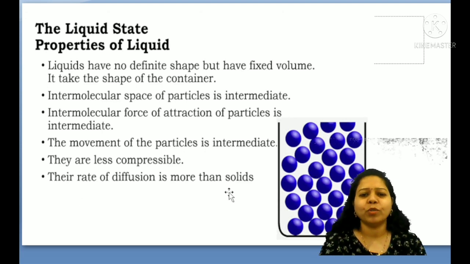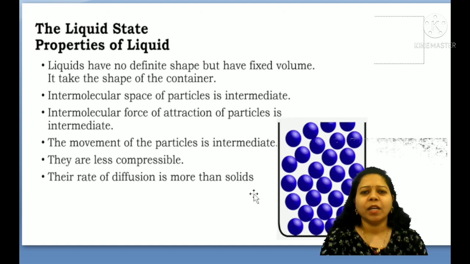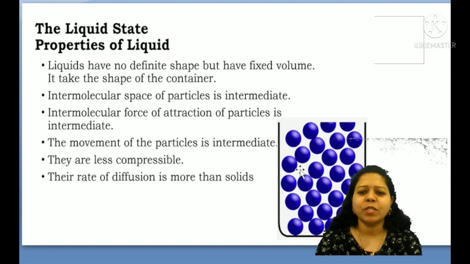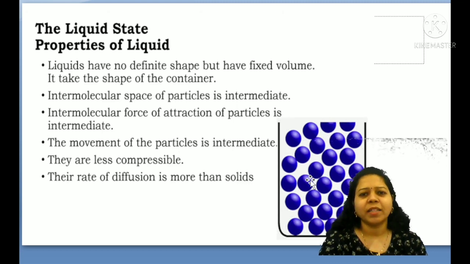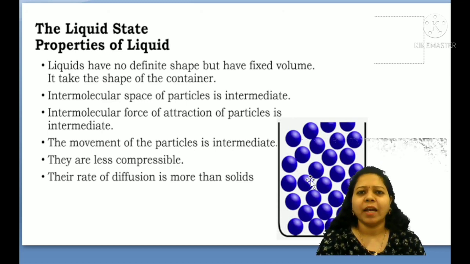The rate of diffusion is more than the solids. Now we know that the intermolecular space between these particles in the liquid is more as compared to the solid. That's why they can easily intermix with each other, or with other substances, and that's why the rate of diffusion is more in the case of liquids.